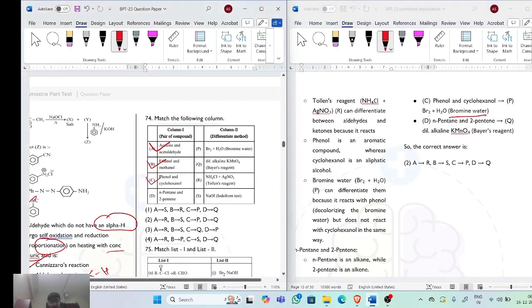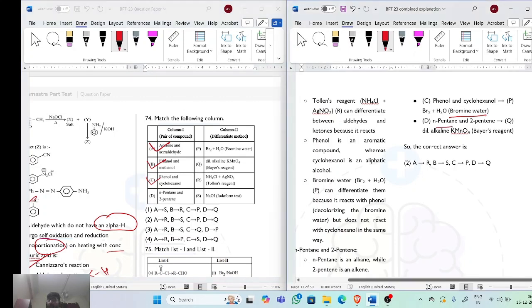Now option D, we have n-pentane and 2-pentene. One has only single bonds and the other has a double bond. So this can be separated by alkaline KMnO4, or you can say Baeyer's reagent. So the correct option will be option number 2.